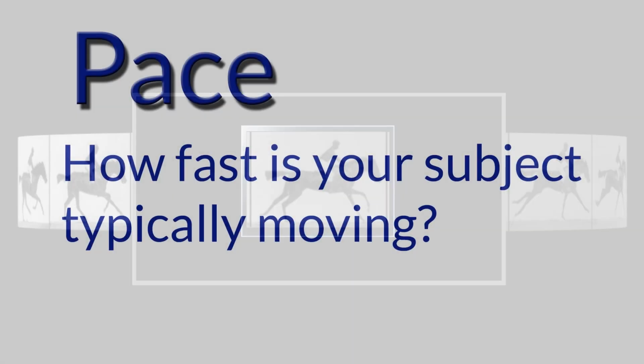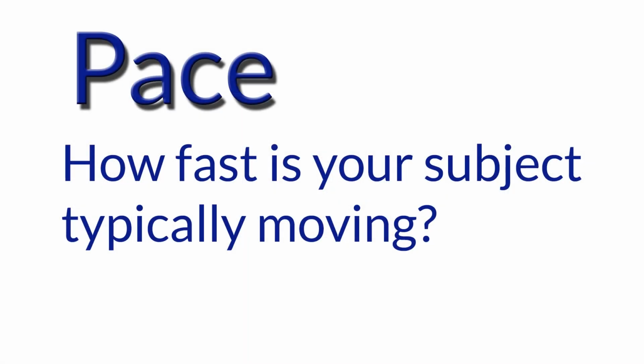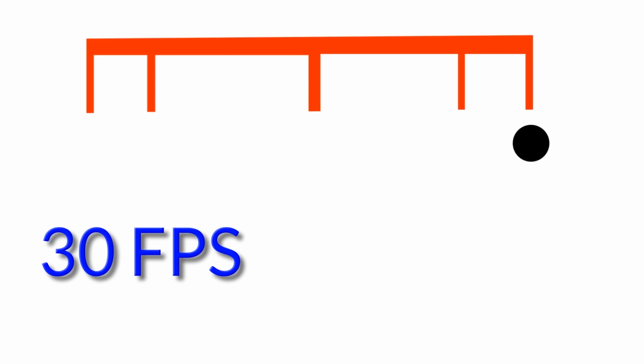The first thing to consider is the pace of your film. How fast is your subject typically moving? Faster subjects may require a higher frame rate. This is because the range of motion may require more images. For example, if your subject is moving fast enough to travel a large distance quickly in one frame, you may need to double your FPS so that your subject doesn't look too jerky.